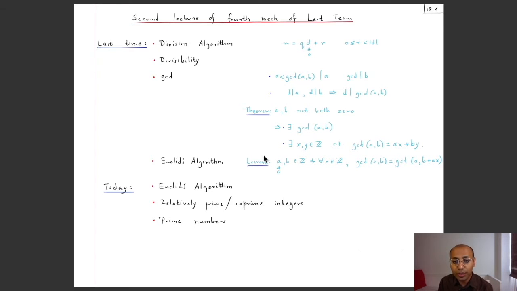And we used this lemma to calculate the GCD of two integers. While that example used concrete numbers, the plan today is to begin the discussion by talking about the general Euclid's algorithm, how one proceeds with that. And today we will also discuss relatively prime or coprime integers, and finally we will also begin our discussion about the prime numbers. So that's the plan today.